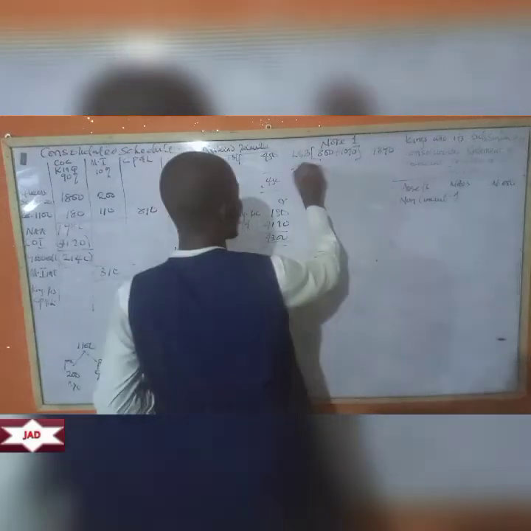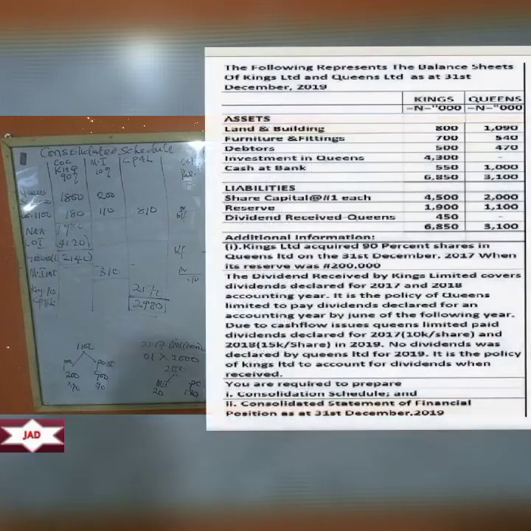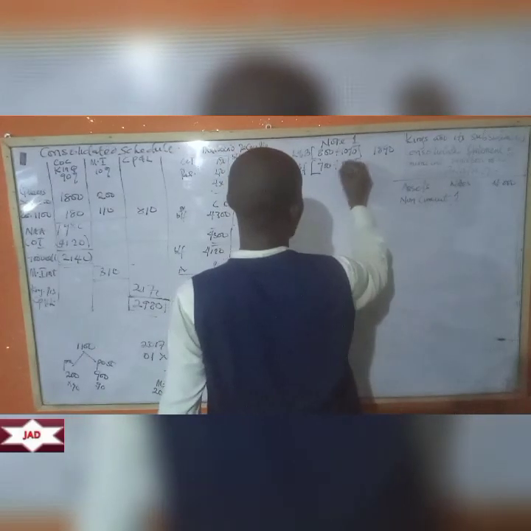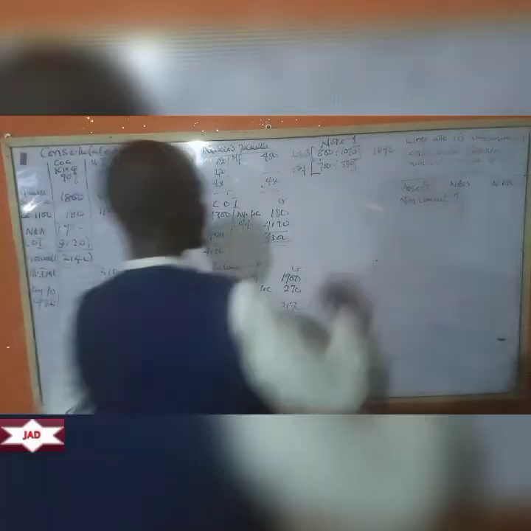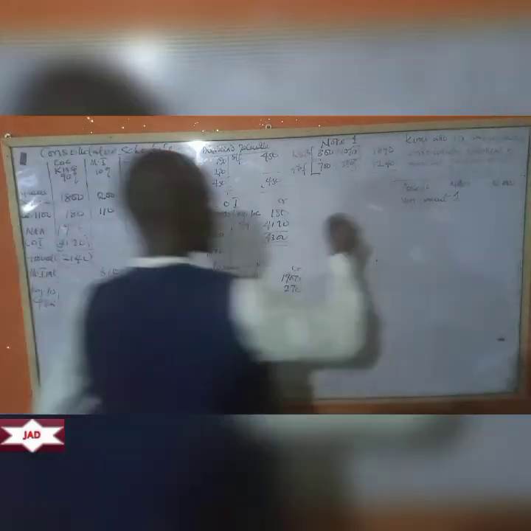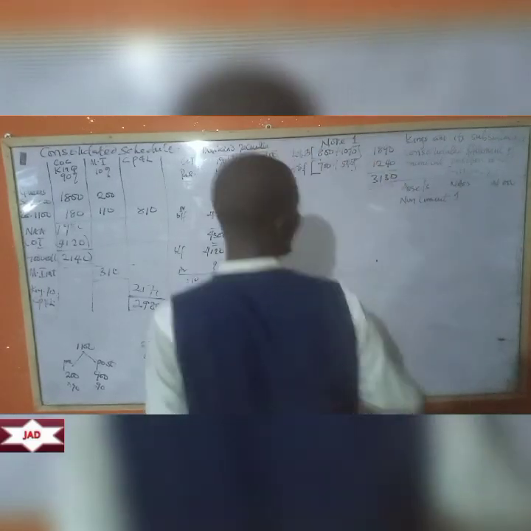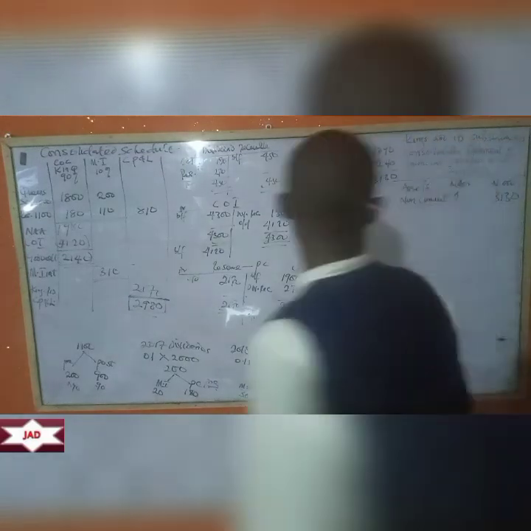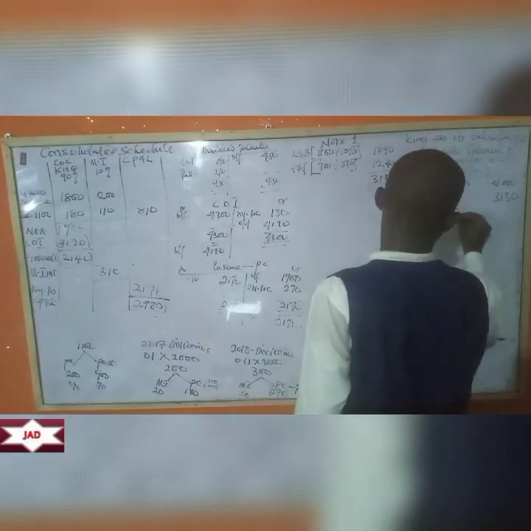Furniture and fittings. So what do we have? 700 and 540. We have 1240. So when we add, what do we have? 1890 plus 1240, 3130. Okay, so we have 3130. So let's go. Current, which is note 2.